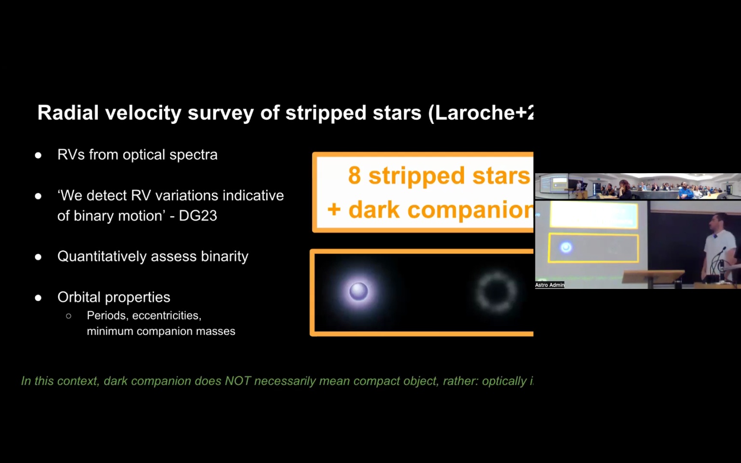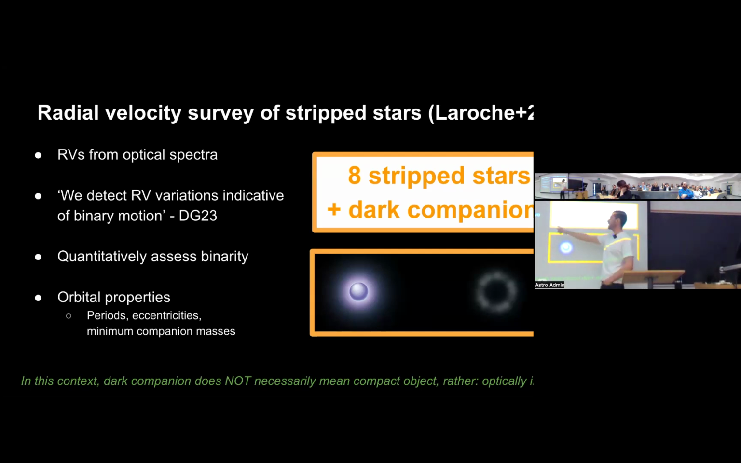So now I'll get to the work that I've been doing, which is trying to measure the RVs across time and eventually convert these into orbits. So specifically, I'm going to be talking about stripped stars with dark companions. Here, dark does not necessarily mean a compact object. It simply means that they're dark in optical light relative to the stripped star.